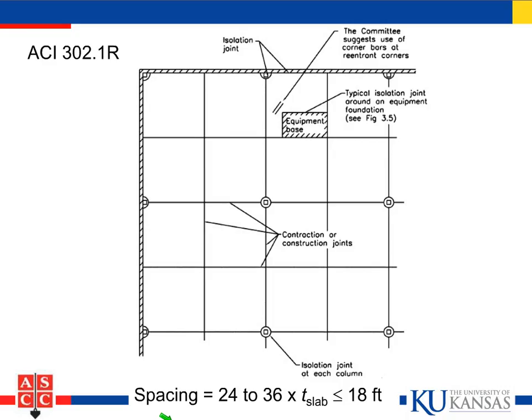Okay, so the way we do that, we use layout. We put in our contraction joints. The general rule: 24 to 36 times the slab thickness, less than 18 feet, recommended by ACI Committee 302. And we also make sure that we isolate our slabs from any structural elements such as columns or walls, so the concrete, when it changes volume, either due to temperature or moisture conditions, doesn't go shoving into the columns or the walls.